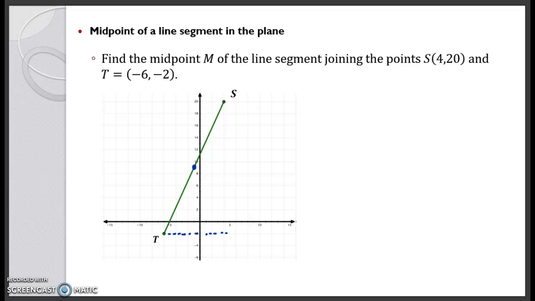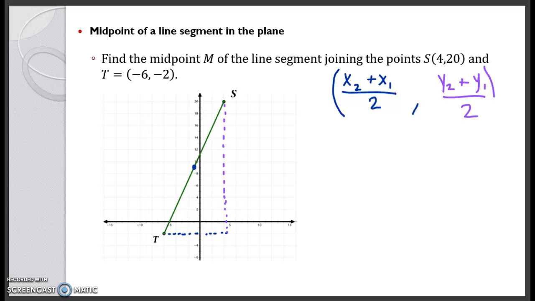And how are we going to do that? Well, we're going to take x2 and add x1 and then divide by 2. Now x2 and x1 can be interchanged, okay? Now, how do we find the average of the y distance, or the middle? Well, just like most other averages, we take the two values, we add them up, and divide by the number that we have. So there's our formula for the midpoint: the average x value and the average y value.